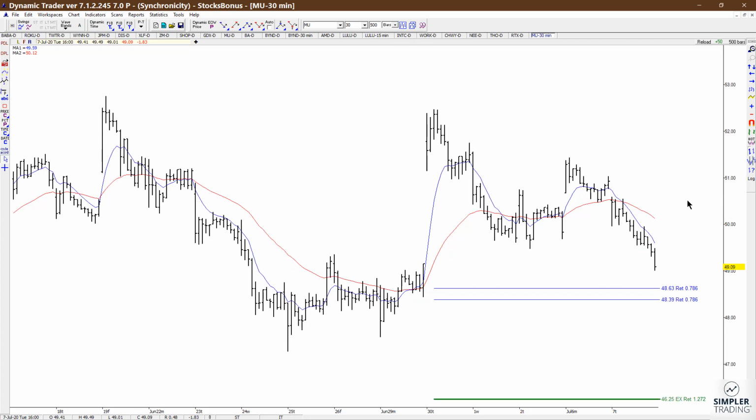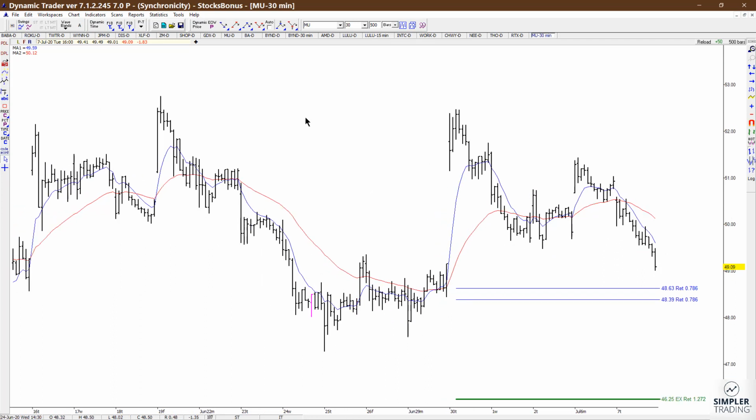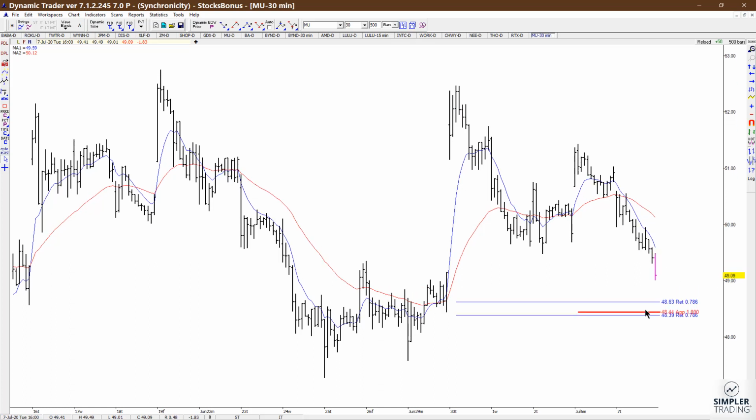All right, so we have a couple of 786 retracements. Now, what else I'd like to do is run a 100% projection of the first swing down. Okay, so this is comparing swings in the same direction. So taking this swing and projecting it from this high, that 100% projection comes in at 48.44, which is pretty dang close to that 786 retracement.